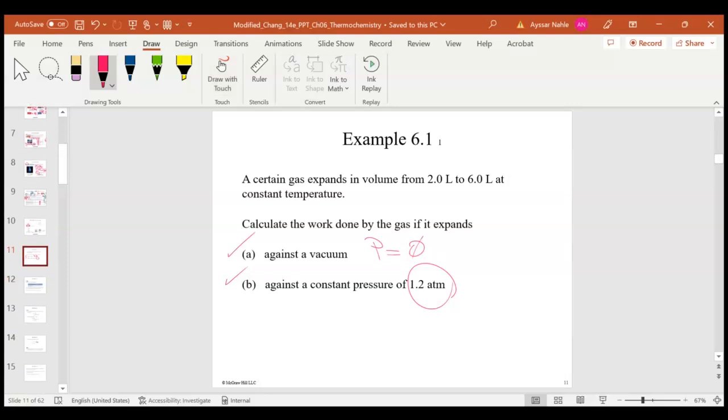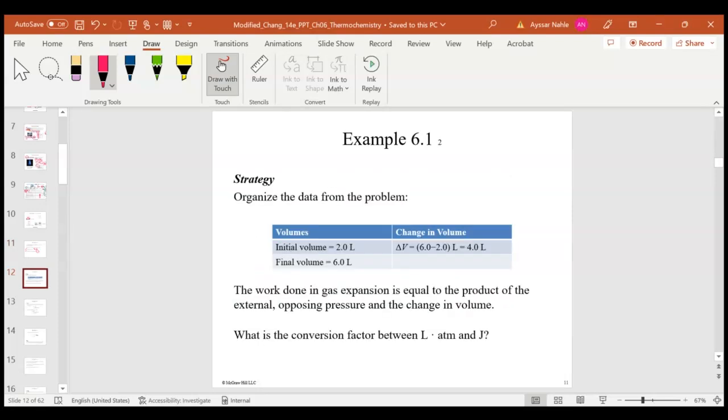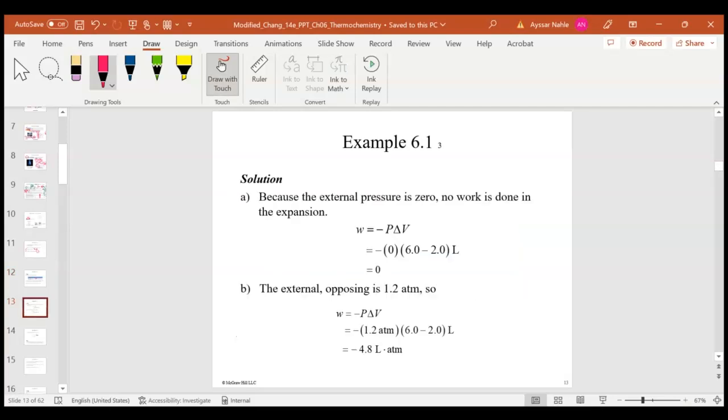Now, what we do, let's go straight in there. We don't need this strategy. From the strategy, we need to find delta V. That means I have the initial volume and the final volume. The difference in volume will be 6 minus 2, and that's actually 4. And the work, that's the equation for the work, minus P times delta V.